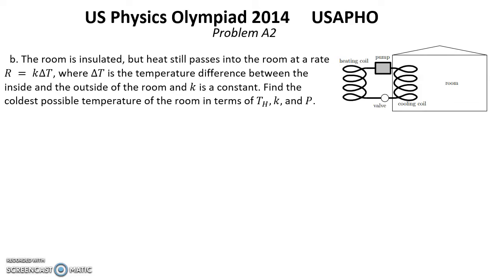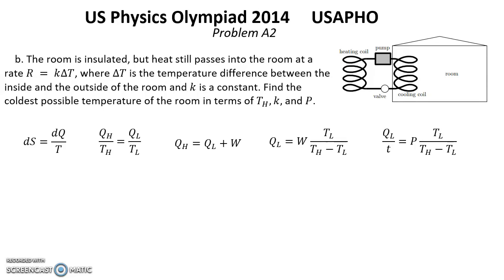Question B. The room is insulated, but heat still passes into the room at a rate R equal K delta T, where delta T is the temperature difference between the inside and the outside of the room, and K is a constant. Find the coldest possible temperature of the room in terms of TH, K, and P. Solution.